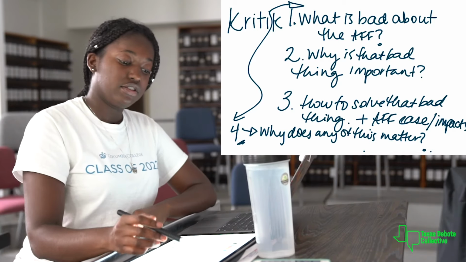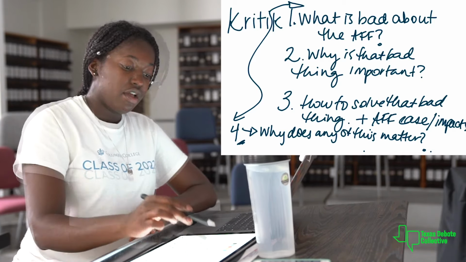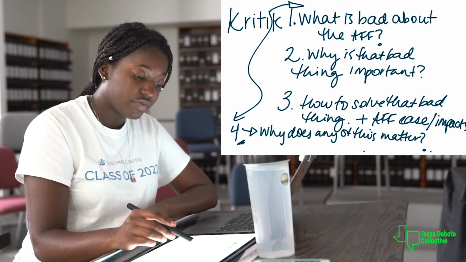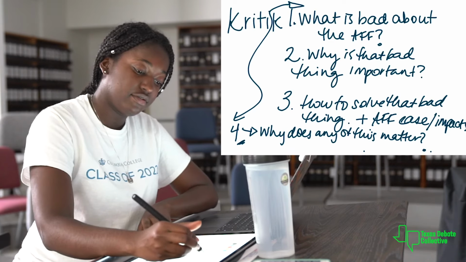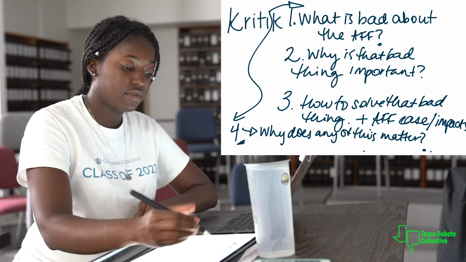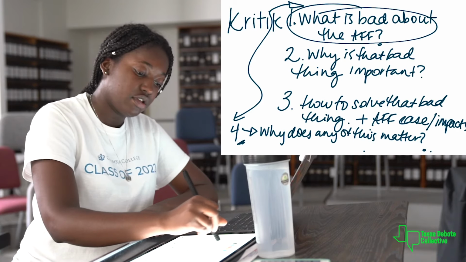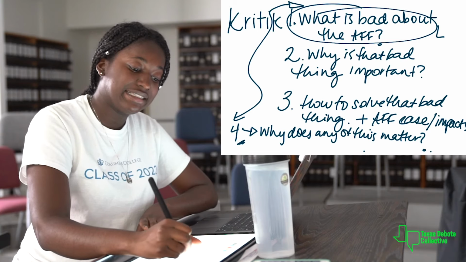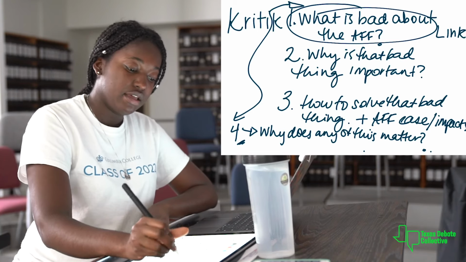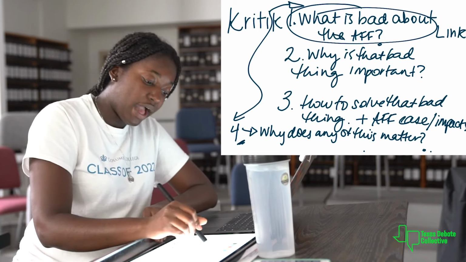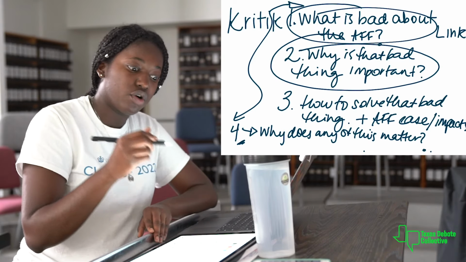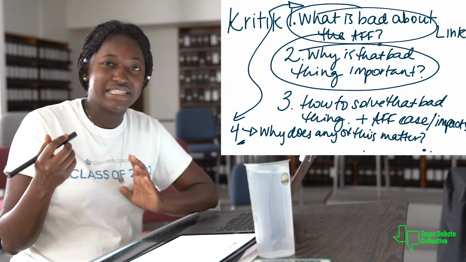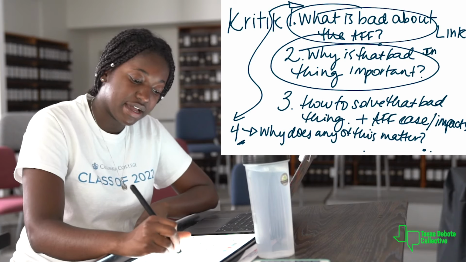So, to clarify, the critique itself is constructed of four parts. The first thing, what is bad about the AFF? That is the link. The second thing, why is that bad thing important? Or how severe is that bad thing? That is the impact.